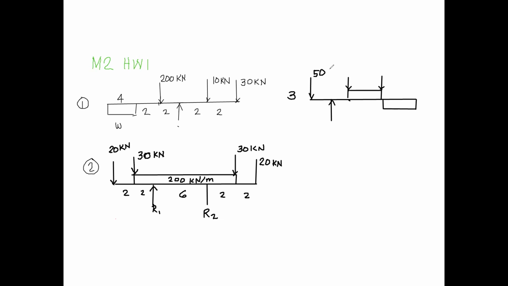15 kilonewtons. R1. Kilonewtons per meter. This is 60. This is 80. This is 70. This is 2, 1, 3, 4. These are all in meters. Kilonewton per meter.